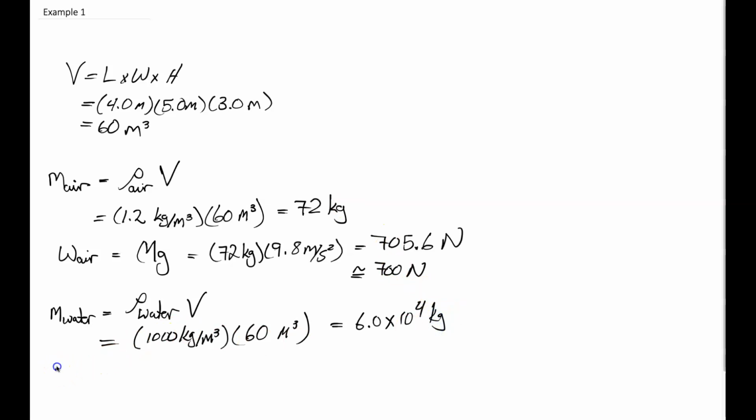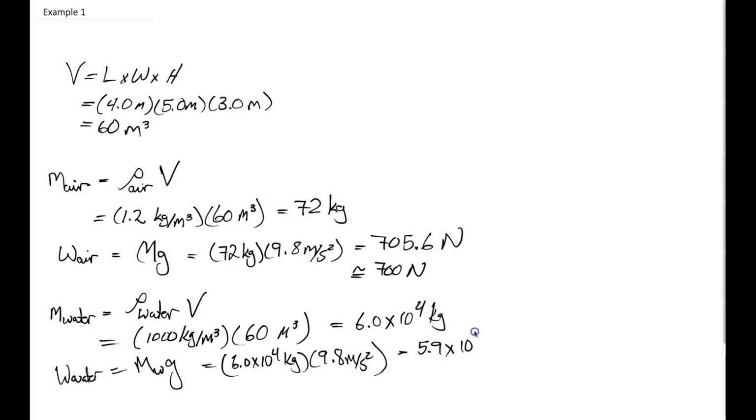And now the weight of the water is going to be the mass of the water times g, which is 6.0 times 10 to the 4th kilograms times our 9.8 meters per second squared, and that gives us about 5.9 times 10 to the 5th newtons.